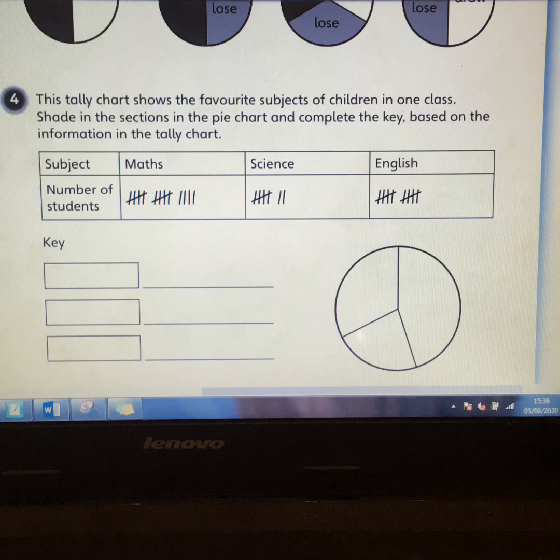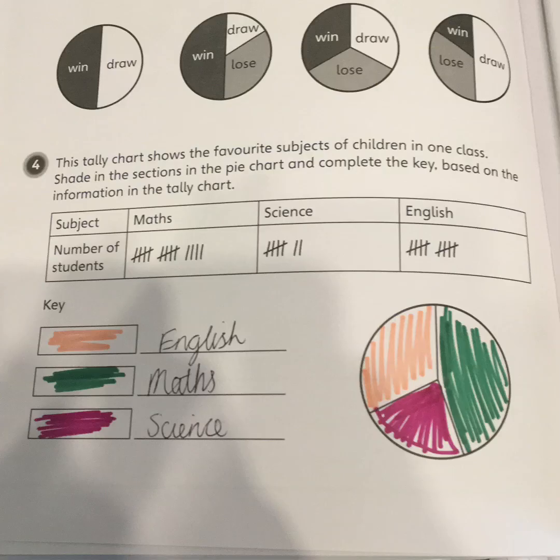Super. Right, question number 4 then. This tally chart shows the favourite subjects of children in one class. Shade in the sections in the pie chart and complete the key based on the information in the tally chart. Right, have a go. Okay then, here is my answer, my interpretation.